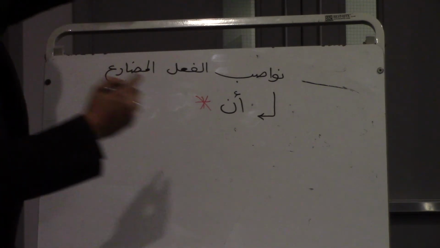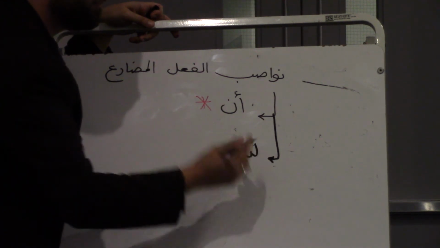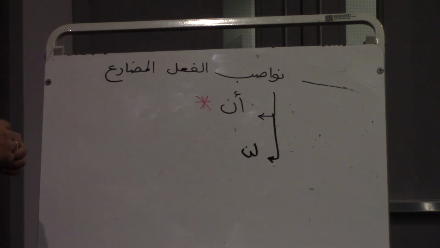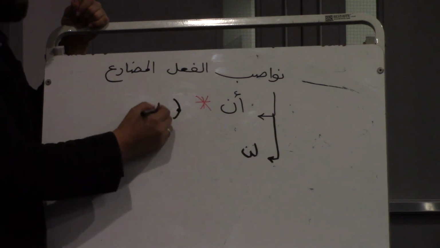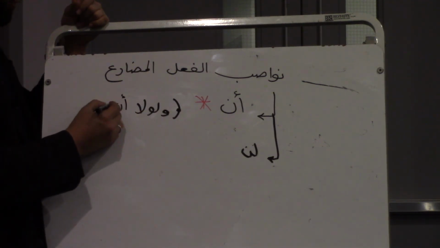So after that, did you find one, Abdul Rahman? Where? ولولا أن يكون الناس. Very good. No, very good. You're good. You're close enough.